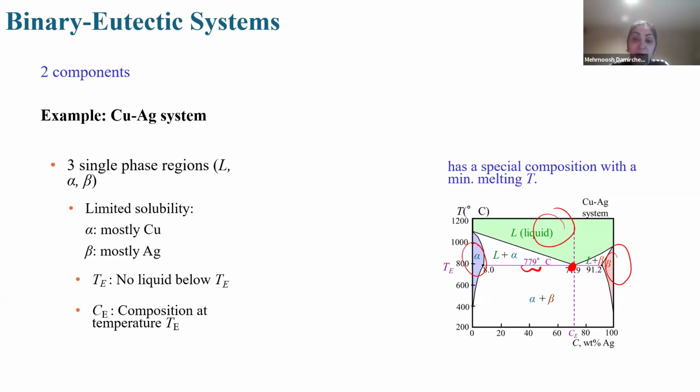And the eutectic composition, or CE, is the composition corresponding to the mixture with the minimum melting temperature. These fundamentals are essential for understanding phase transformations and predicting how alloys solidify. In this graph that you see, CuAg, alpha phase is mostly Cu. What's the meaning of that?